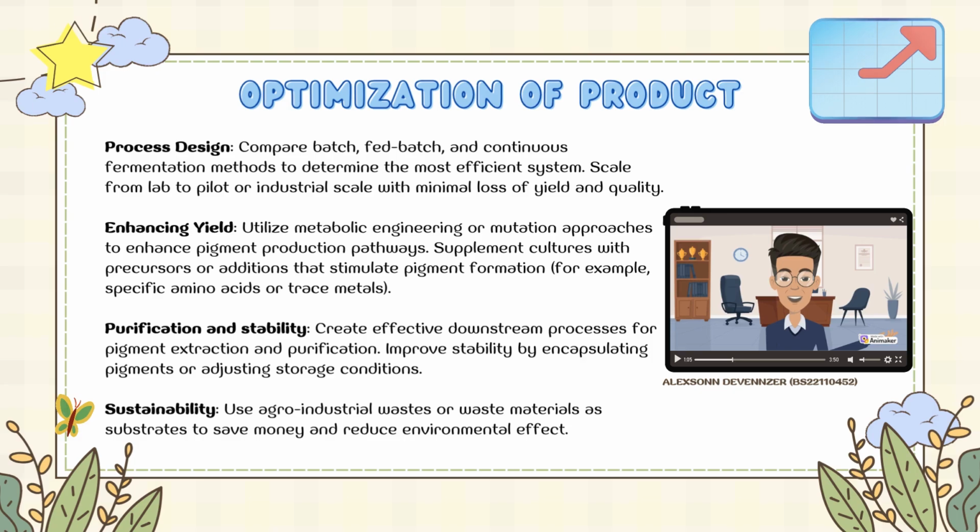Then, enhancing yield. Utilize metabolic engineering or mutation approaches to enhance pigment production pathways. Supplement cultures with precursors or additions that stimulate pigment formation, for example, specific amino acids or trace metals. In terms of purification and stability, create effective downstream processes for pigment extraction and purification. Then improve stability by encapsulating pigments or adjusting storage conditions. Last but not least, sustainability. Use agro-industrial waste or waste materials as substrates to save money and reduce environmental effect.